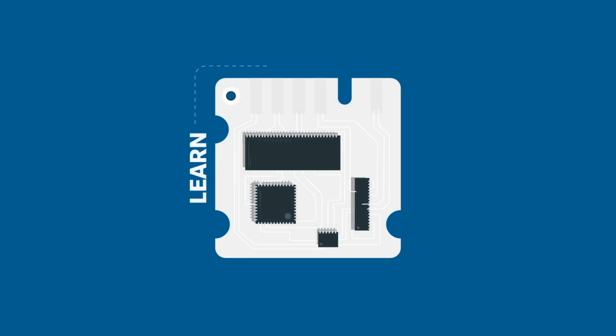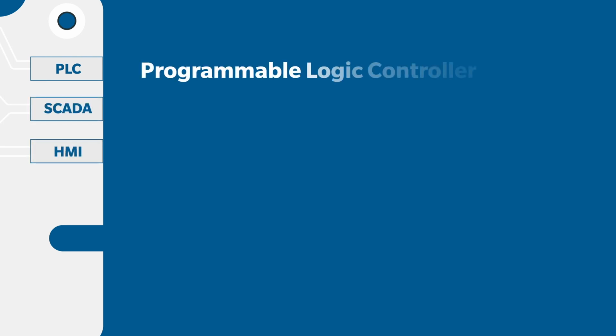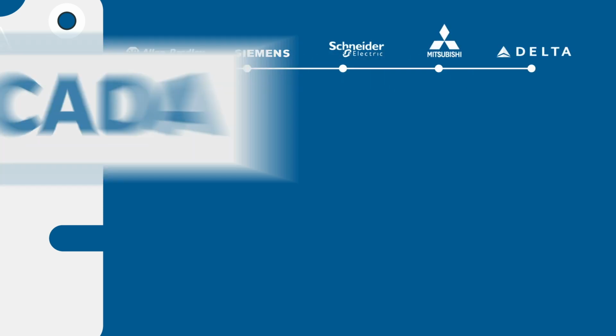Get in-depth knowledge of the entire process. It begins with PLC, followed by SCADA, and then HMI. Study the process flow and create an internal logic for a programmable logic controller. We swear by the best in the industry.